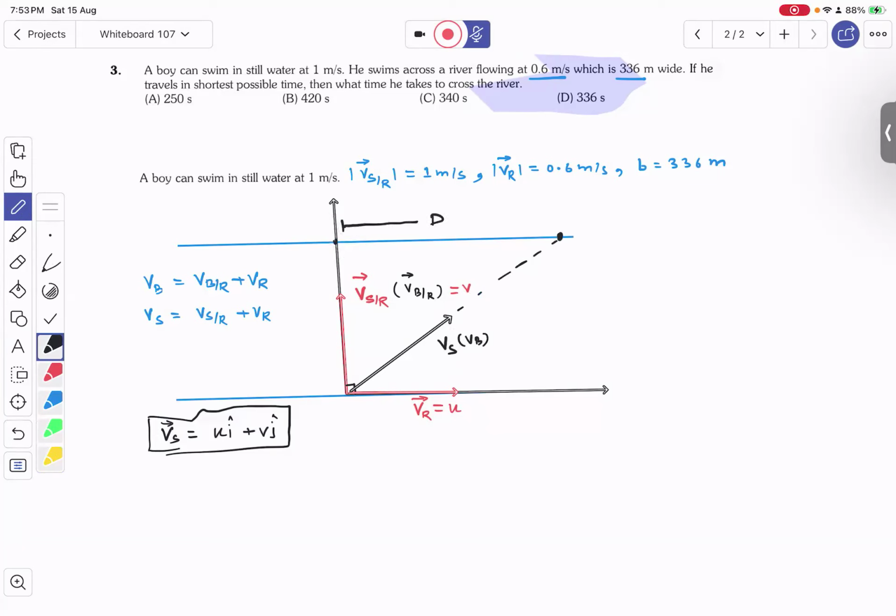So the thing they are asking us is how much time he will take to cross the river. The displacement along y when the river is crossed is the width of the river. Displacement along y will be velocity along y times time t. So simple, no acceleration. So t will be equal to sy by vy, and that will be b by v, since vy is v only. So as simple as that. So how much is it? 336 by 1, so 336 seconds.